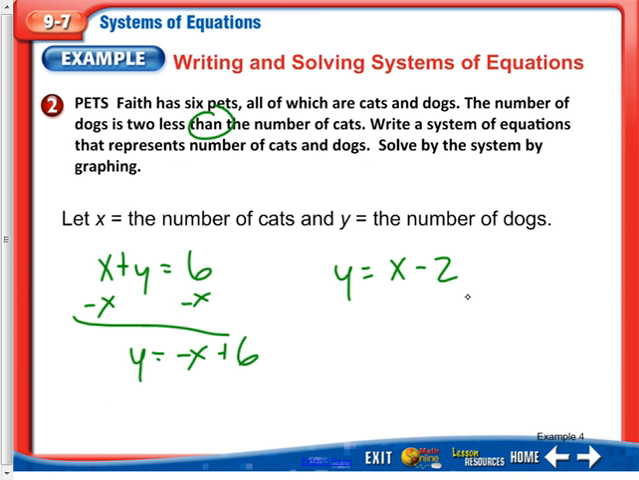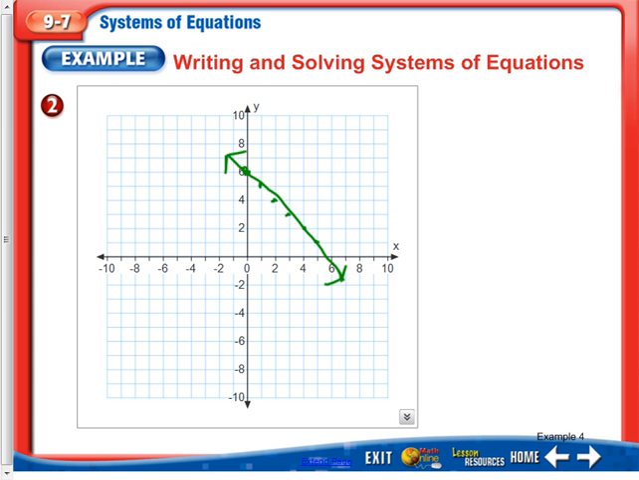Now here it's y equals x minus 2, so we'll go to negative 2 on the y-axis, and then we're going to go up 1 over 1. It's kind of invisible right there. We'll keep going until we meet up with that other line. Okay, that is the point of intersection, so that's our solution. So we'll go like this, and then our answer is going to be 4, 2.